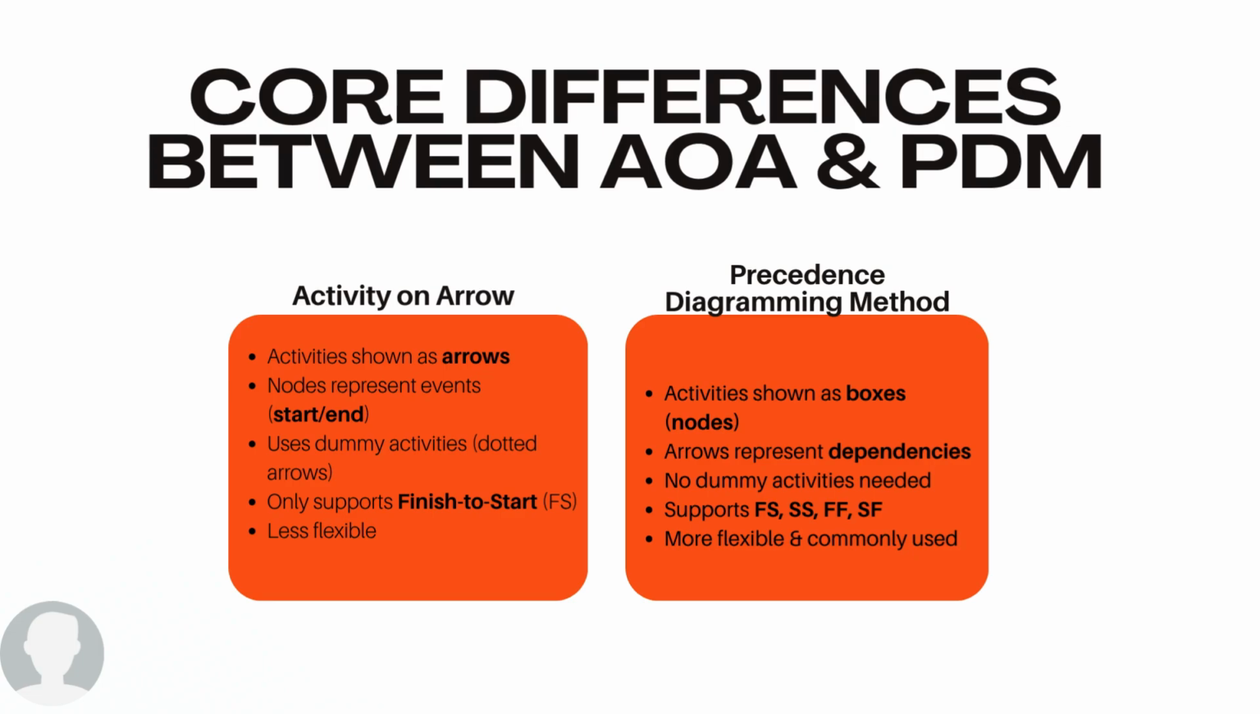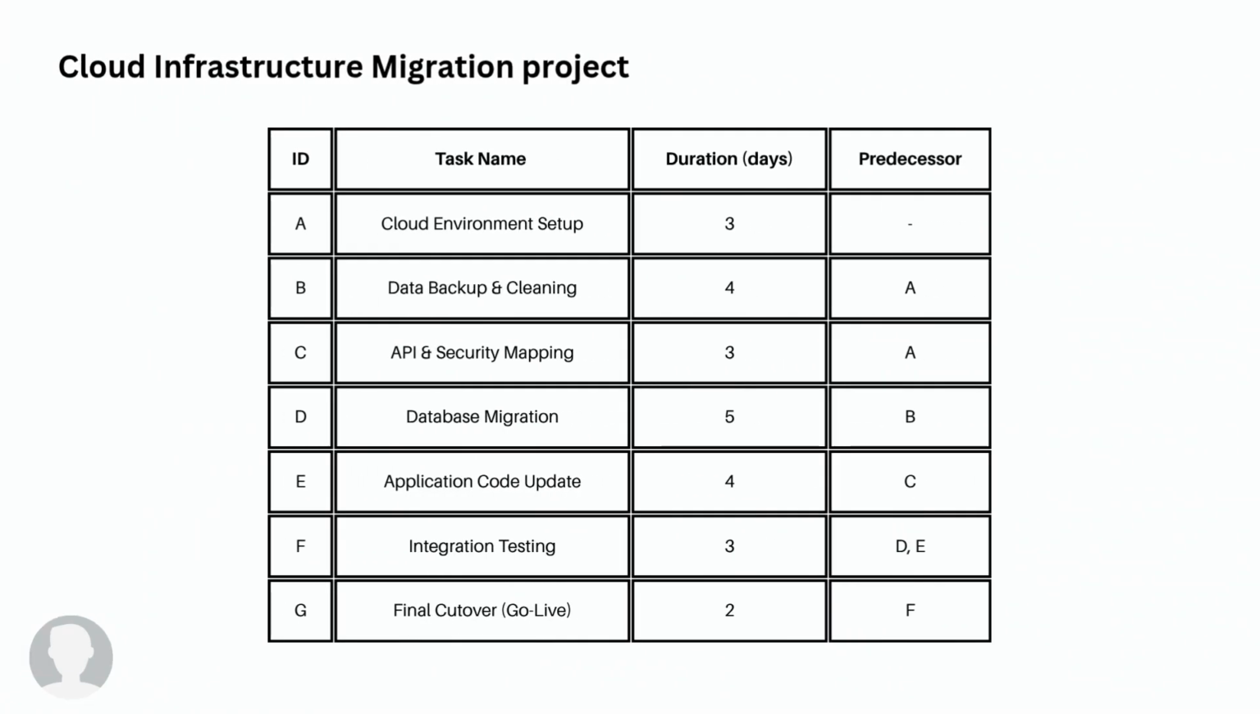And for the dummy factor, AOA requires dummy activities, which are represented by dotted arrows to show complex dependencies. Meanwhile, for PDM, no dummy activities are ever needed. And lastly, for visual flow, in AOA, nodes show how flow goes from one event to another, while in PDM, activities are the nodes themselves.